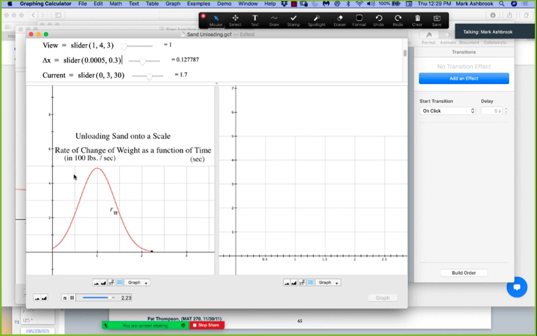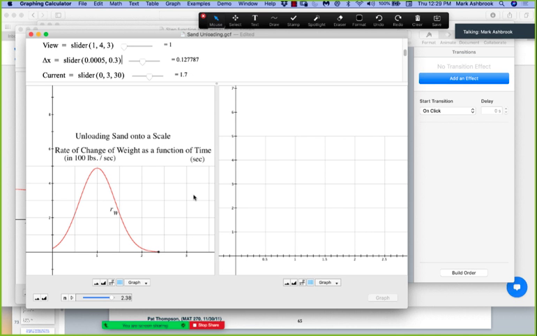Okay, and why does this make sense for sand unloading out of a truck? Why does this rate function kind of make sense? When you start pouring the sand, it comes slowly, but then as more sand comes, it speeds up the pouring process, and then when you get to the last remnants of sand, it slows down again.